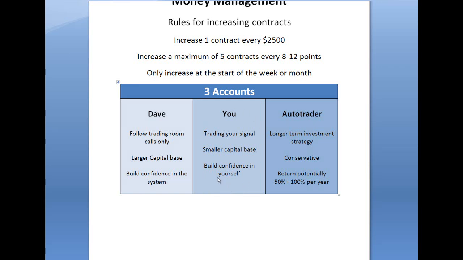Secondly, to build confidence in yourself and start testing yourself on the signals that you call, with a view to becoming an independent trader at the end of it all, and the auto trader for using excess money and being able to spread your eggs into more than one basket.